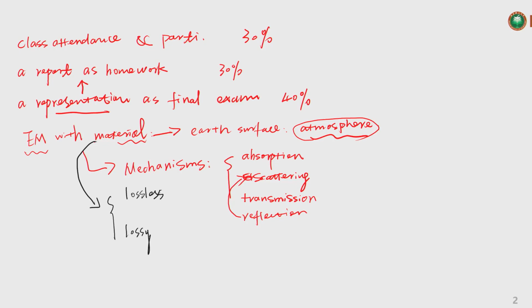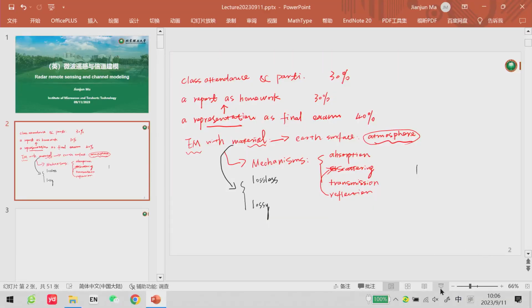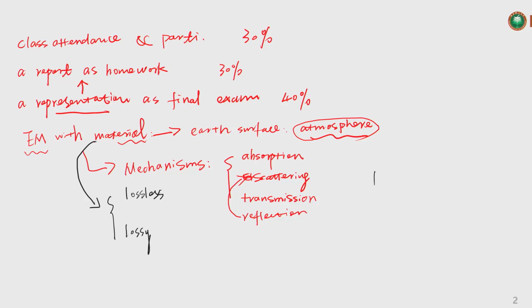A lossless material means that when electromagnetic waves propagate through it, they do not suffer any absorption. For example, if you do research on optics or on terahertz waves, you are going to use lenses.